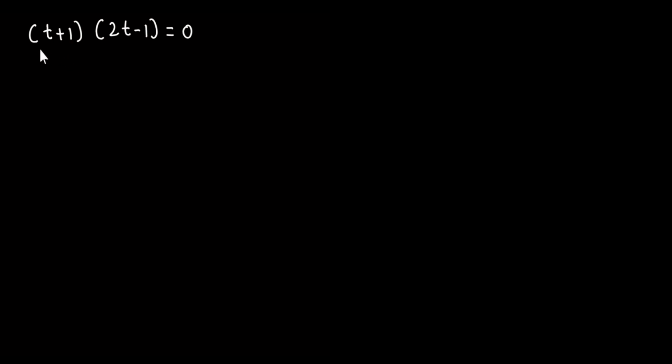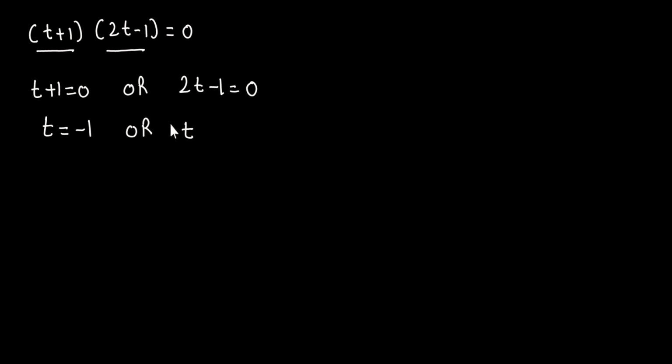So here we got two real numbers, first number and second number, whose product comes to be 0. The product of two real numbers comes out to be 0 if either the first number is 0, or the second number is 0, or both can be 0. So from this we can have t is equal to minus 1, or from this 2t comes out to be 1, and I got t is equal to 1 by 2.